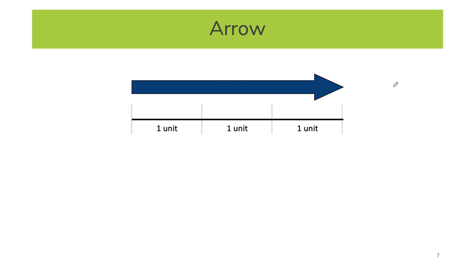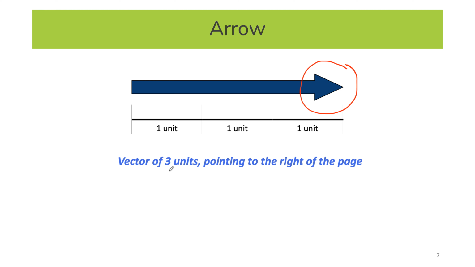An arrow is a very natural symbol to represent a vector because, first, it has an arrowhead pointing to where the arrow is pointing to, and its length is a representation of the magnitude. In this example, let's say that this is 1 unit. So this arrow has a length of 3 units. Therefore, it's a good symbol to represent a vector of 3 units pointing to the right of this page.